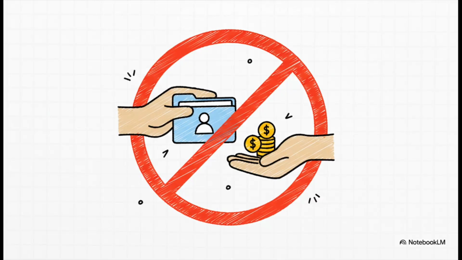And this next one is a huge deal. It's a hard and fast rule. You can never sell personal or sensitive user data, period. Trading that information with someone else for money is completely forbidden. There's no wiggle room on this one at all.